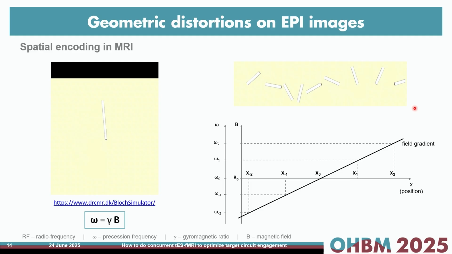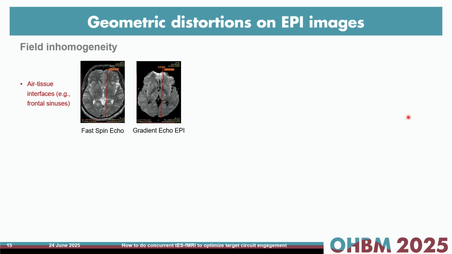This is a very clever idea, but it's unfortunately not flawless and can become quite inaccurate in some situations. For example, when we have inhomogeneities in the static B field B0. For example, in regions of air tissue interface, so you typically see signal dropouts and distortions in the frontal areas close to the frontal sinuses in EPI images.